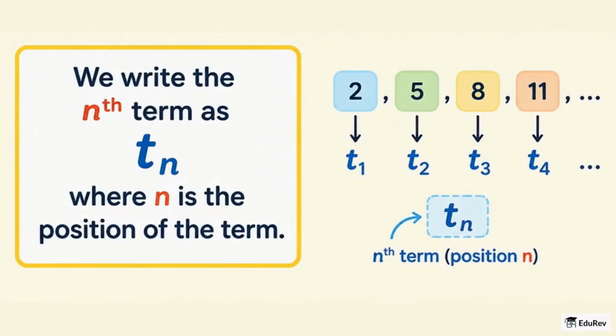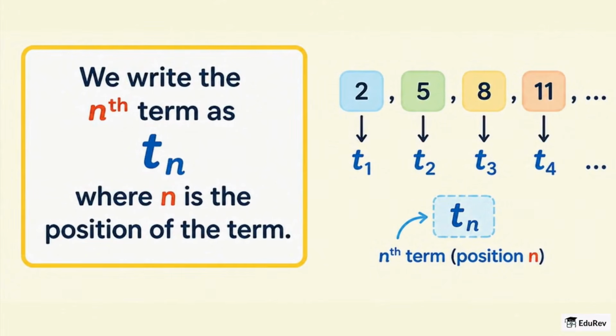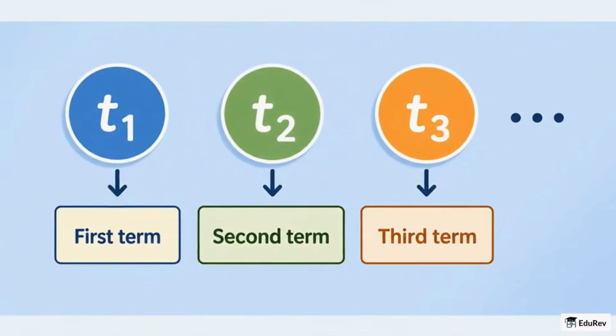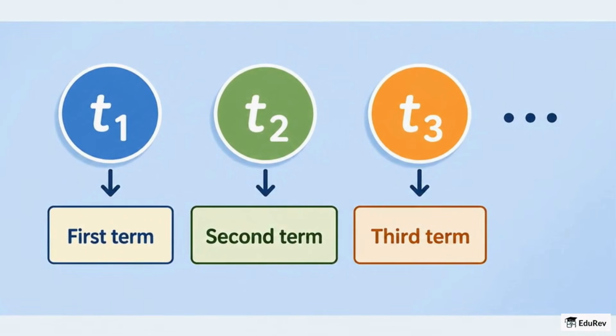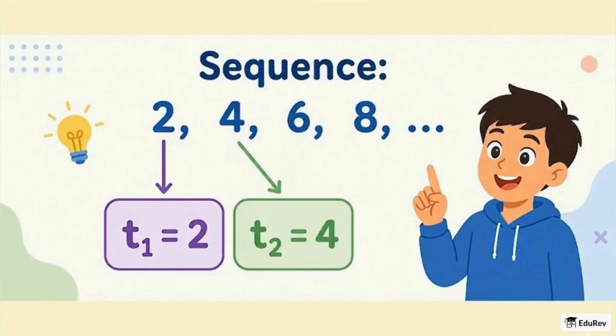We write the nth term as t sub n, where n is the position of the term. So t sub 1 is the first term, t sub 2 is the second, and so on. For the sequence 2, 4, 6, 8, we say t sub 1 equals 2, t sub 2 equals 4.